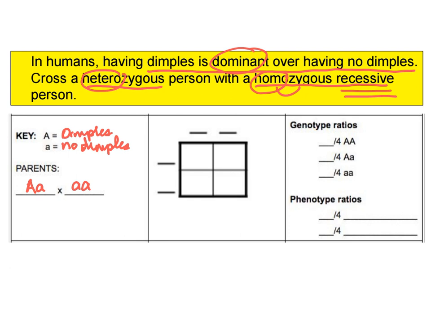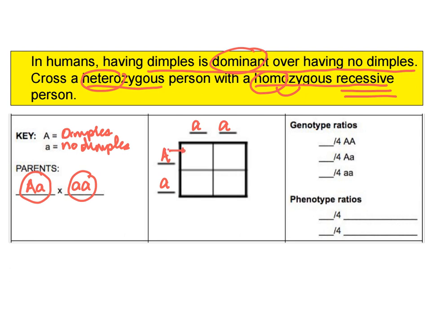Step 3 is to set up and solve the Punnett square. To do that, I am going to take parent number 1, big A, little a, and I'm going to put one of each of their alleles on the Punnett square. I'm going to take the second parent and I'm going to put one of each of their alleles on the Punnett square. And then I'm going to solve. So it's set up, I'm going to solve.